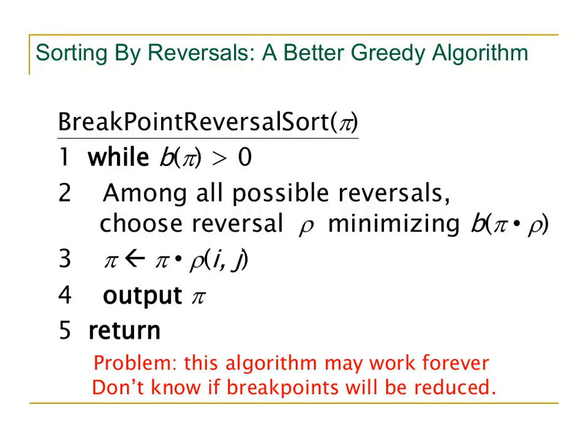Here's the catch. You'll see it highlighted in red. Even though we always pick the most promising reversal, there's no guarantee that b(pi) actually decreases every time. In fact, the algorithm can get stuck or even cycle indefinitely, so termination isn't assured.